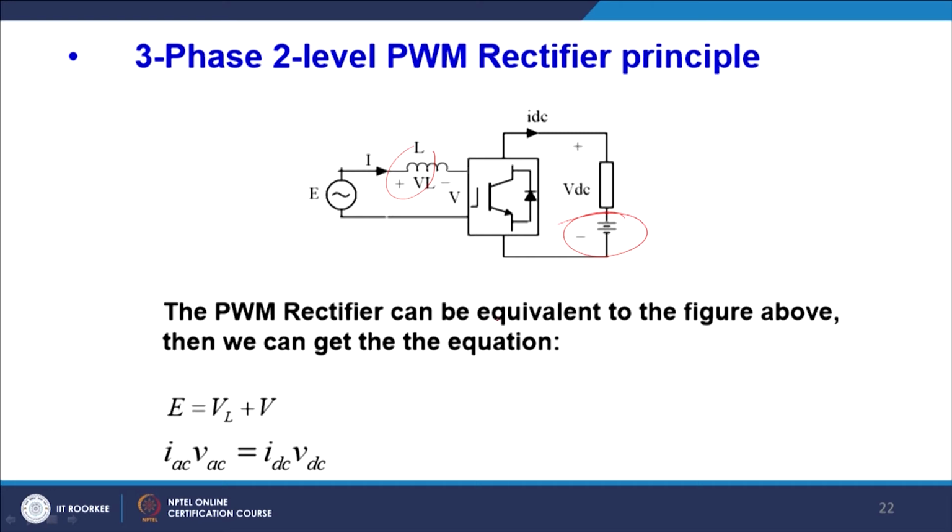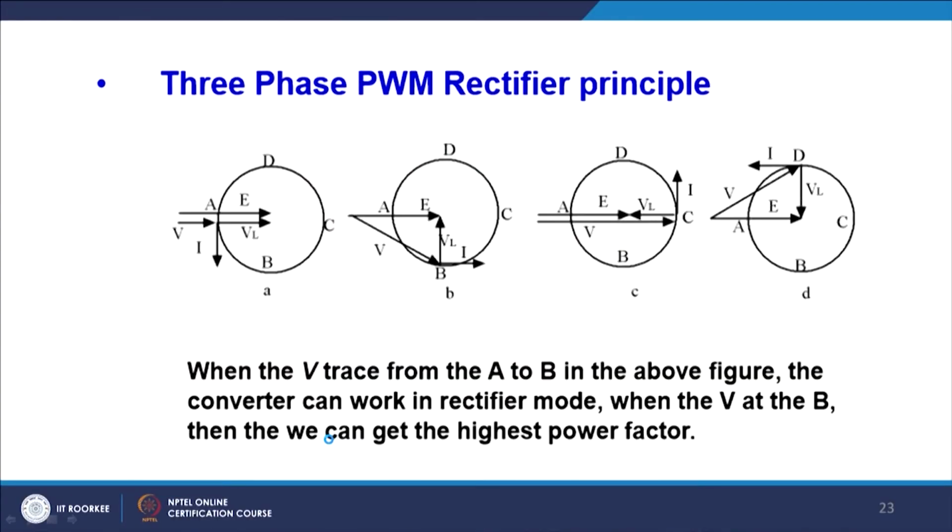The PWM rectifier can be represented by the equivalent figure above, and we can get this equation: E, the grid voltage, equals VL plus V, assuming that there are no losses in AC to DC conversion. Thus, we can say IAC into VAC equals IDC into VDC. This is the balance of power, and ultimately you can have a different kind of model.